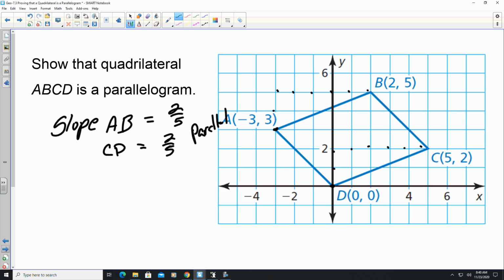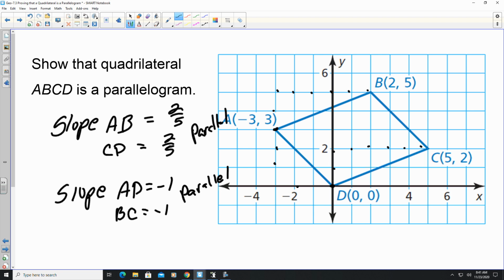All right, second, I've got to look at the slopes of AD and BC. So AD goes down 1, 2, 3, to the right 1, 2, 3. So -1 is my slope there. Looking at BC, I go down 1, 2, 3, right 1, 2, 3, -1. Those have the same slopes. Those are in fact parallel.